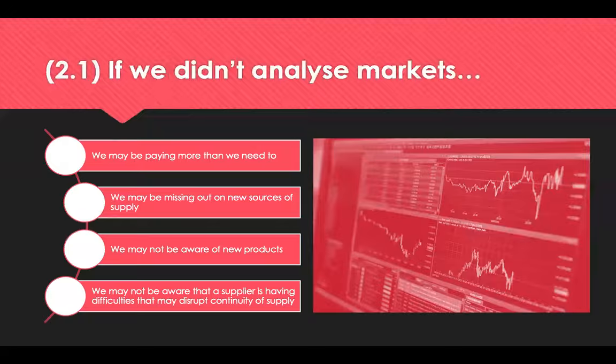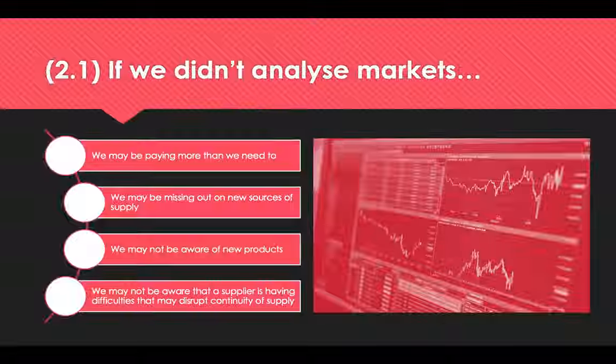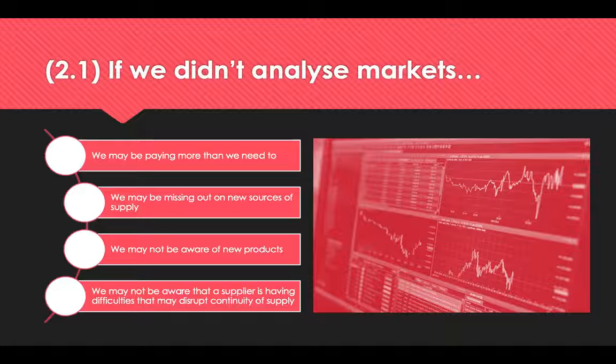Here are some of the reasons why we need to analyse markets. We've referred in the past to information being power, so the more information we know about the markets, the more we analyse the information, the more knowledge we have. So for example, if we know a supplier of a strategic item is having difficulties, we can do something about it. If we didn't know, we could suddenly have to deal with production stoppages due to the lack of a strategic item. And if we didn't analyse markets, we may be paying more than we need to. We may be missing out on new sources of supply, and we may not be aware of new products. We also may not be aware that a supplier is having any difficulties that will disrupt the continuity of supply.